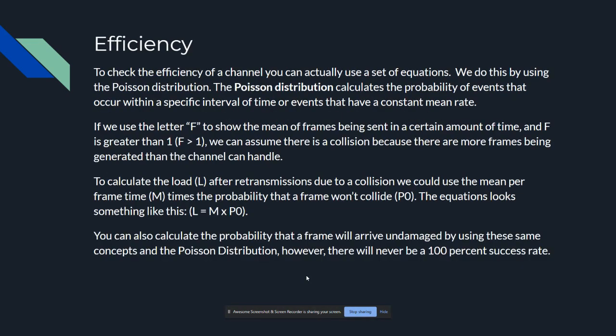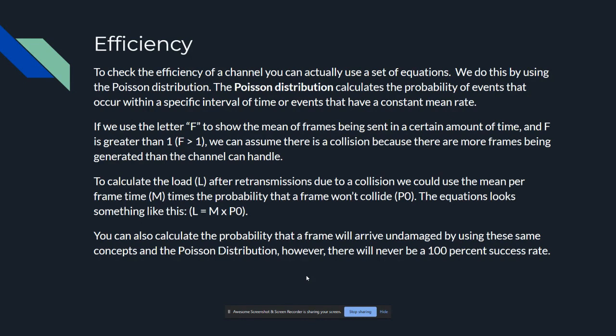And so now we're going to talk about efficiency. So to check the efficiency, you can actually use the Poisson distribution. And so this just calculates the probability of events that occur within a specific interval of time, or maybe events that have a constant mean rate, which is what these are. And so here I just did a quick example. If we use the letter F to show frames being a certain amount of time, and F is greater than one, then we could assume that there's a collision because there's more frames being generated than the channel can handle.